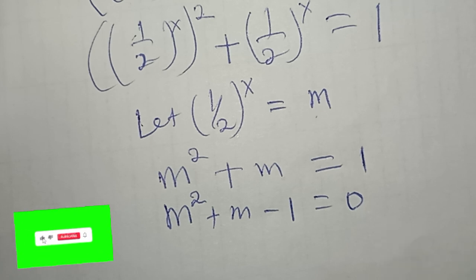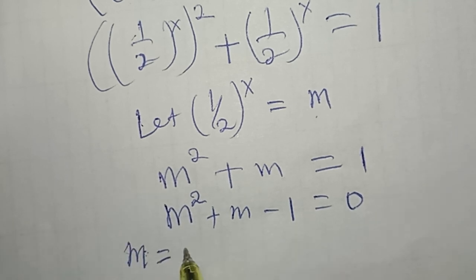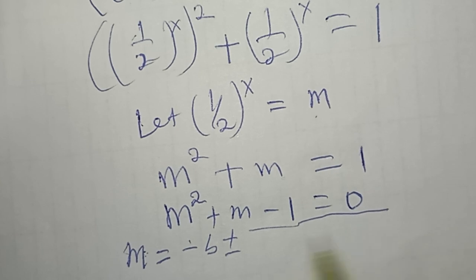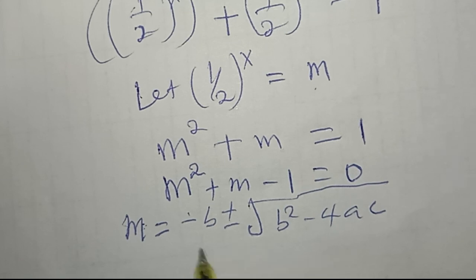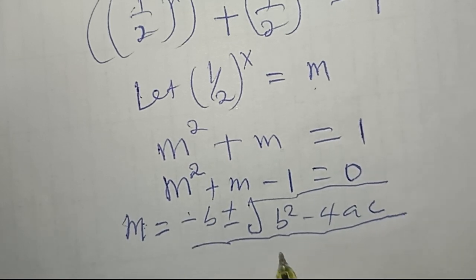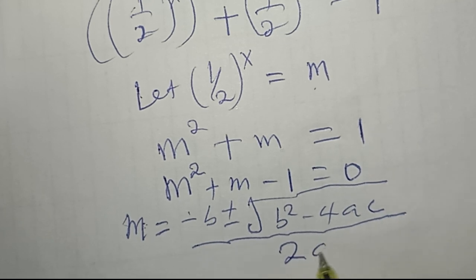So I'm just going to use the general formula of a quadratic equation to solve this, so that I have, of course, that my m is actually going to be equal to minus b plus or minus the square root of b squared minus 4ac, and is all divided by 2a.